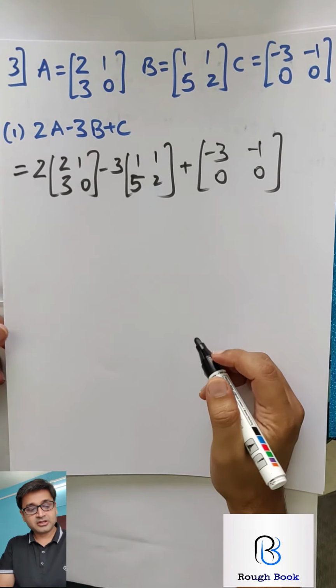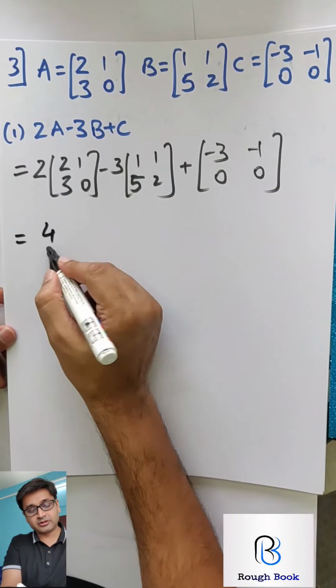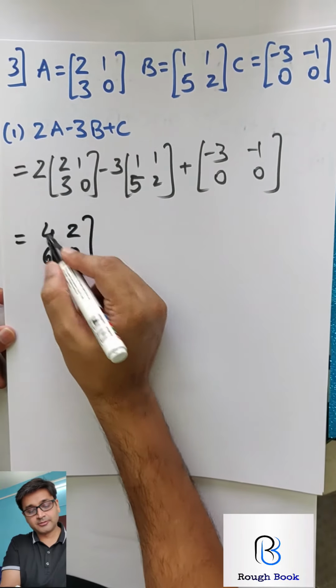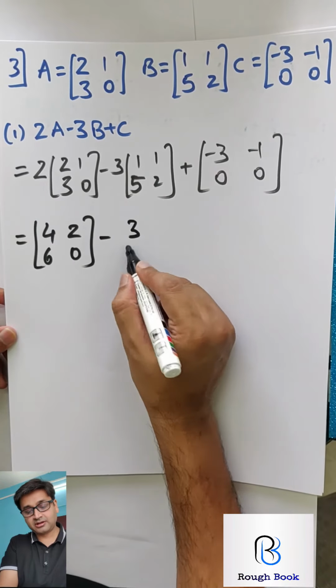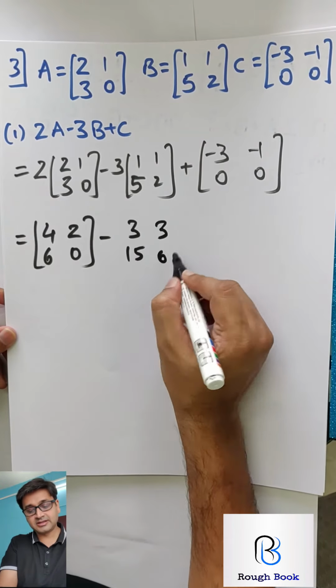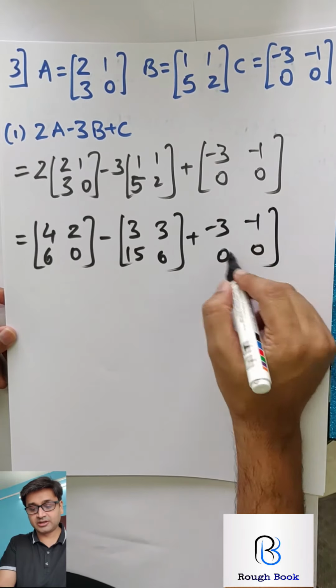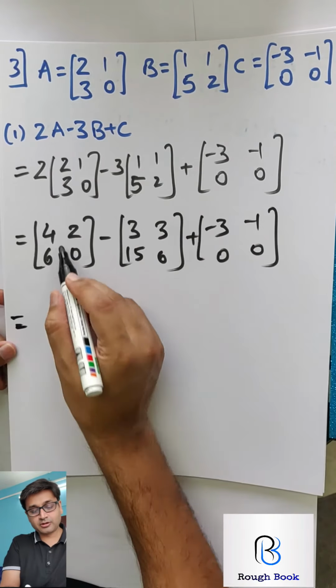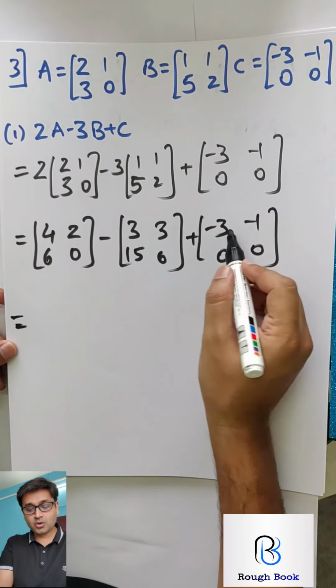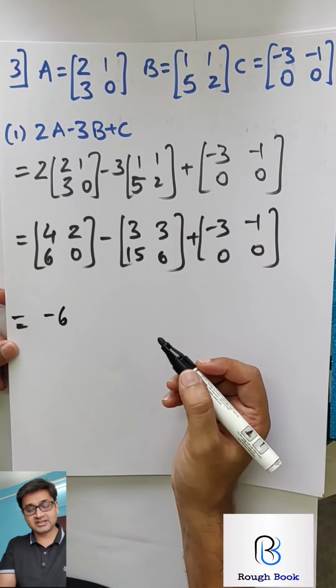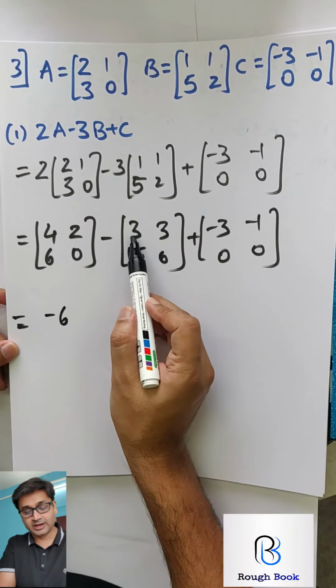Come on everyone. So this is going to be 2 into 2 4 6 2 0 minus 3 15 3 6 plus minus 3 0 minus 1 0. So 4 minus 3 is 1. 1 minus 3 becomes minus 6. Am I correct? 4 minus 3 1.